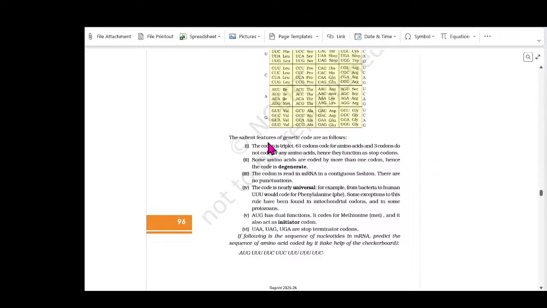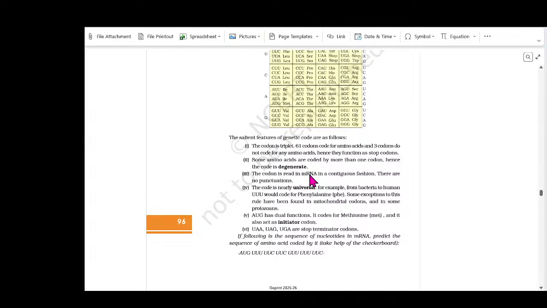The salient features of the genetic code are as follows. The codon is triplet. 61 codons code for amino acids and 3 codons do not code for any amino acid. Hence, they function as stop codons. Some amino acids are coded by more than one codon, hence the code is degenerate.